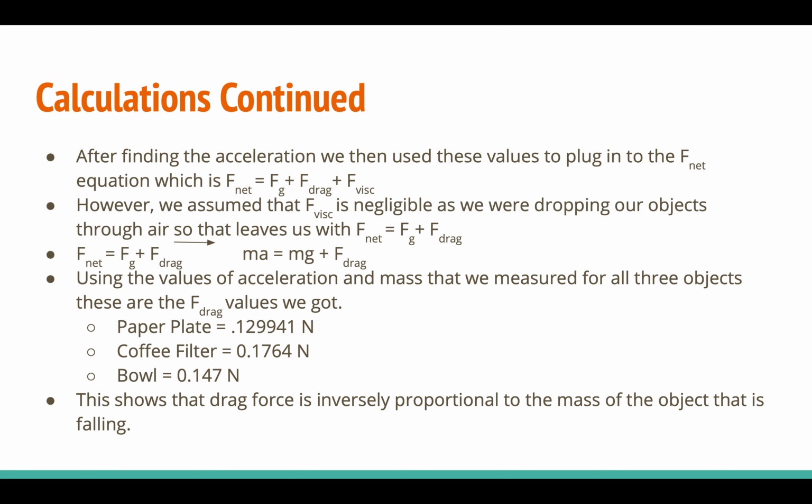After finding the accelerations, we just plugged the values into the FNet equation, which was FNet is equal to force of gravity plus force of drag and force of viscosity. However, we assume that force of viscosity is negligible because we were dropping things through air. So that leaves us with just FNet is equal to force of gravity plus force of drag.